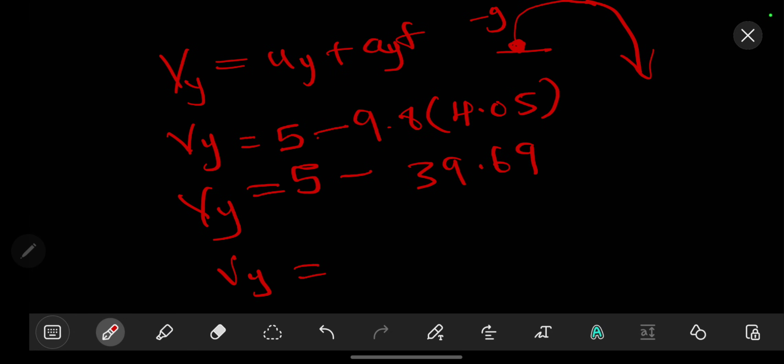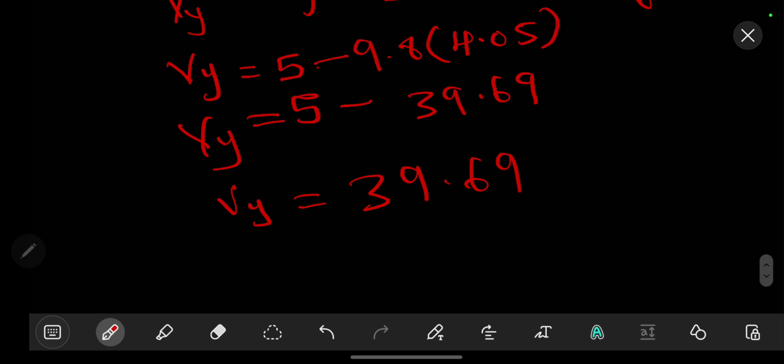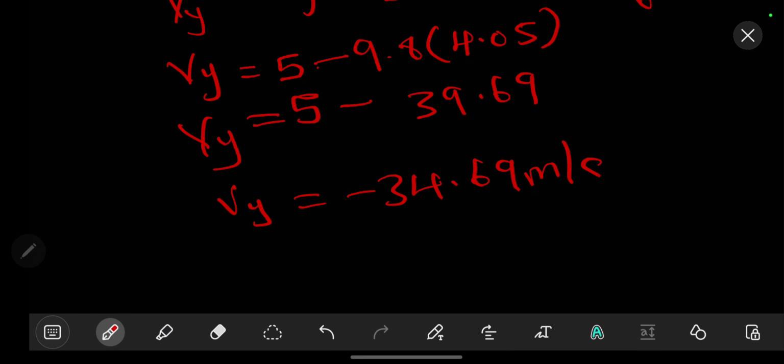So our Vy should be equal to 5 minus 39.69. Subtracting, we get a negative 34.69 meters per second. It is negative because velocity is a vector quantity, meaning it has direction. When it's going down, it has to be negative. This is why we are having a negative.